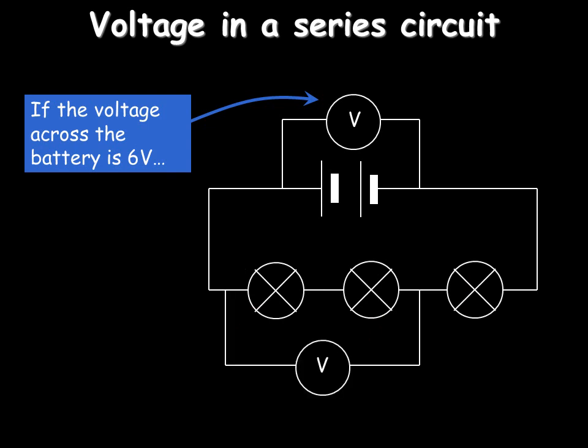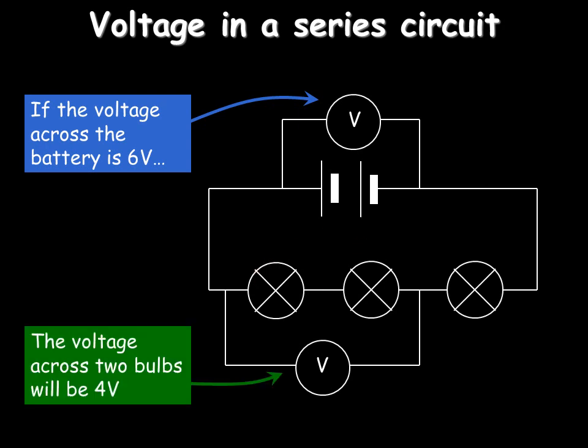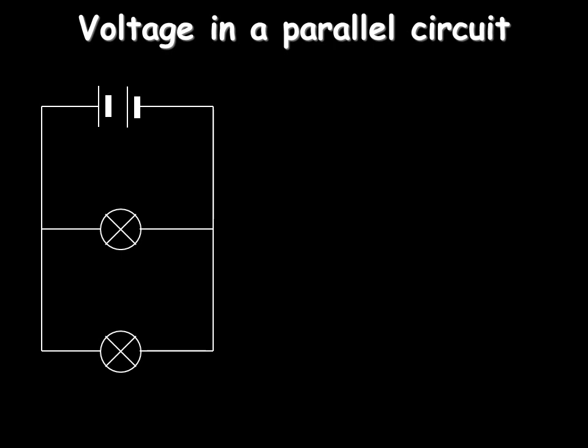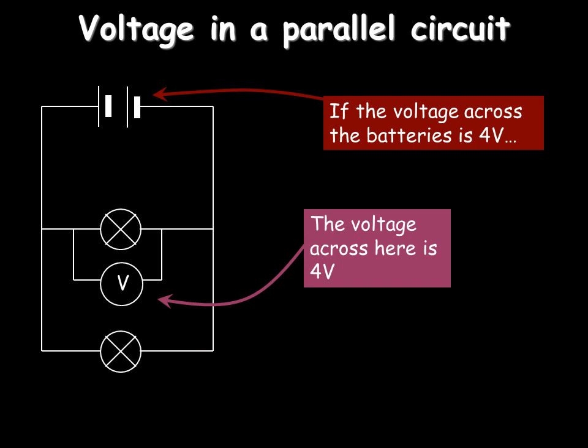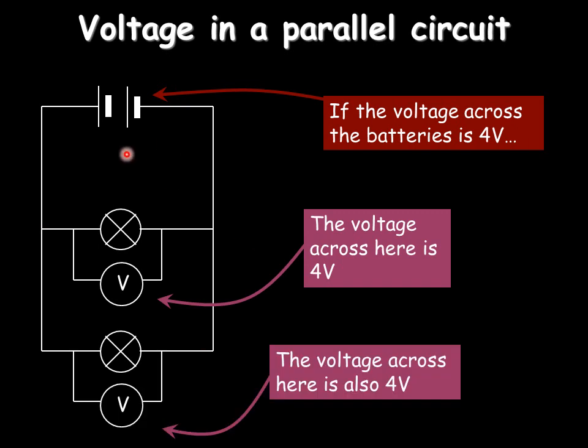If the voltmeter went across 2 bulbs, because that's 2 and that's 2, you add them together, that voltmeter would read 4 volts. Okay, and if we look at voltage in a parallel circuit, when 2 bulbs are put across each other in parallel, you can see they're both connected directly to the battery. So the rule here is that both those voltmeters would read 4 volts, not dividing it up this time, they both get 4 volts each.